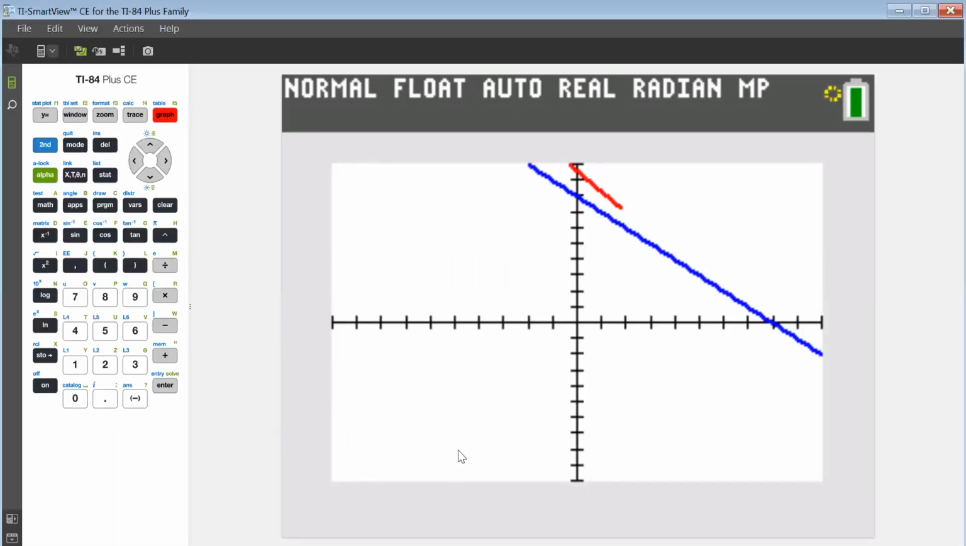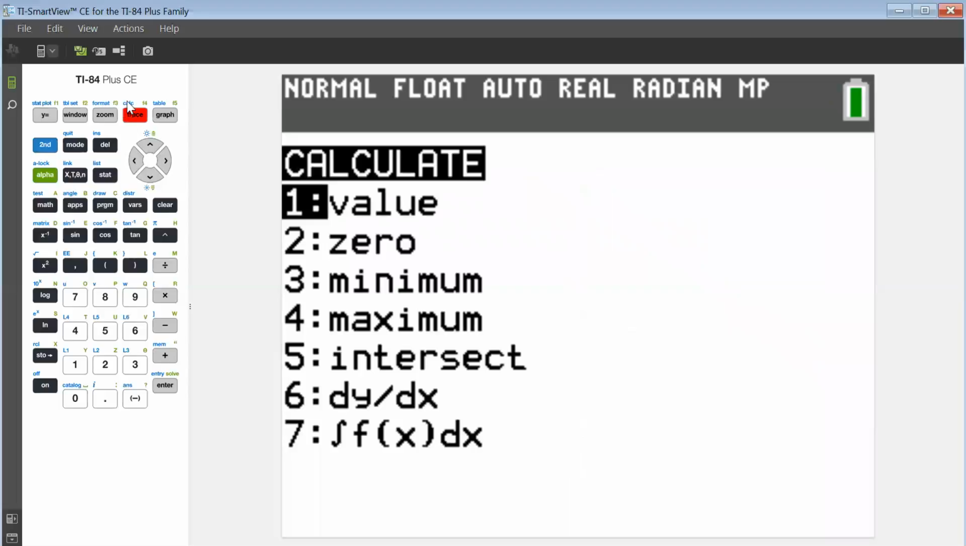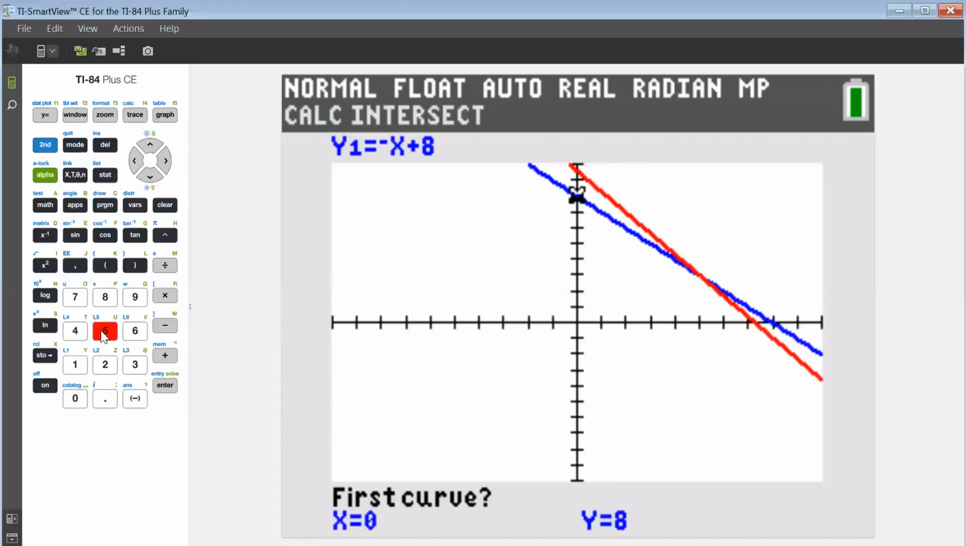So the two equations do intersect somewhere around here. So this would be a consistent, independent system. And what we can do is, we know it's going to be somewhere around here. How you would utilize the intersect method on your calculator is you would go to second, trace, because notice you're pulling up the calc. You're going to calculate something, and you're going to choose number 5, which is your intersect.